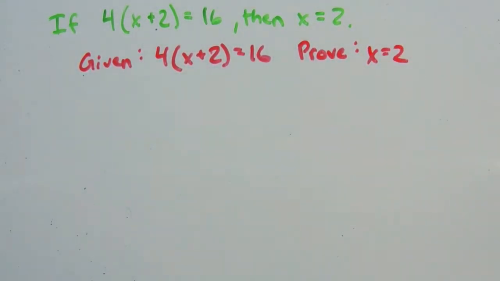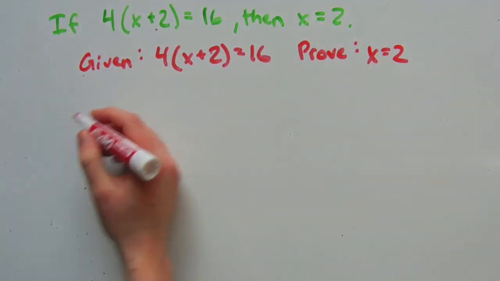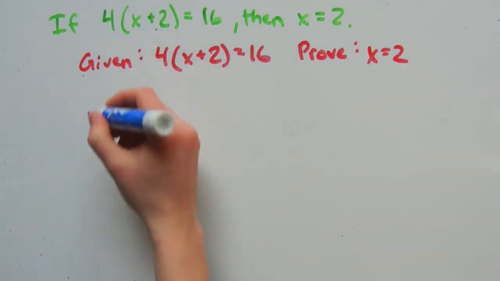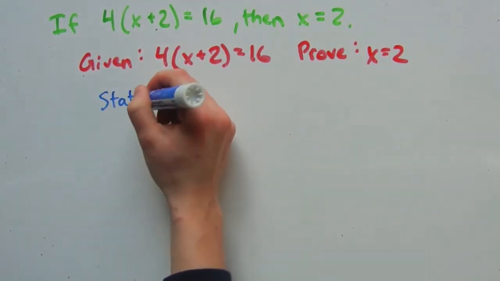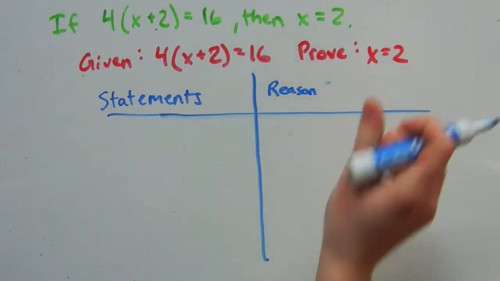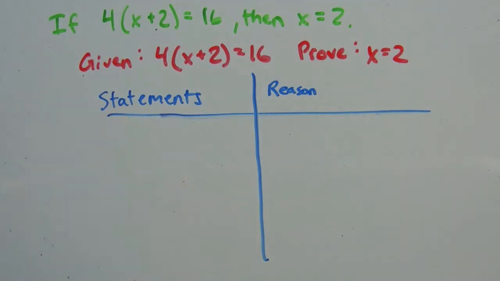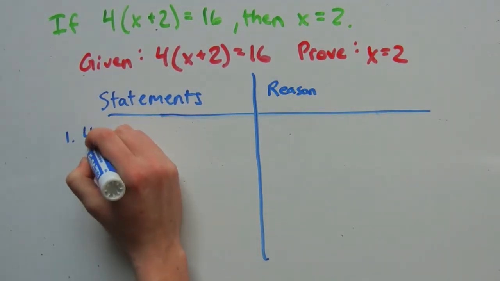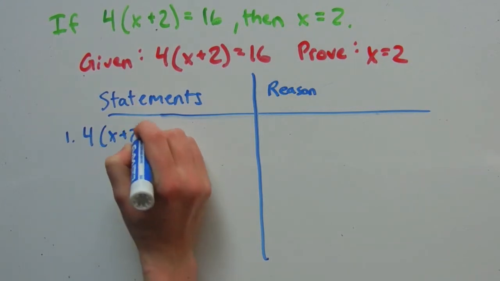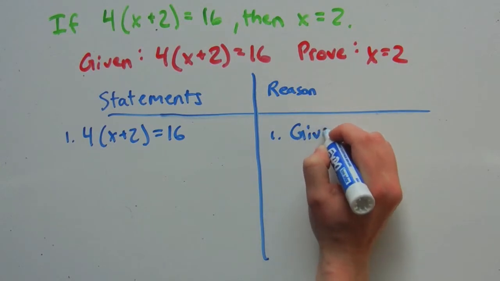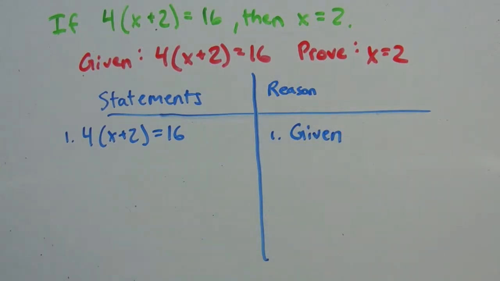And now we're going to develop the steps. But in this case, we're going to do it in two columns. So it's our two-column proof, or our formal proof. So we're going to have statements in one column, and reason in the other column. So, our first statement, we're just going to write down what's given. So 1. 4 times x plus 2 equals 16. And that's given to us.